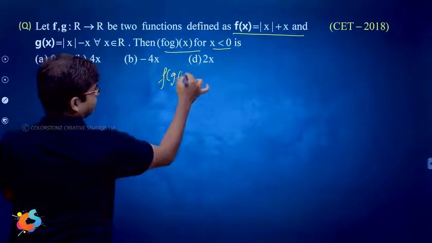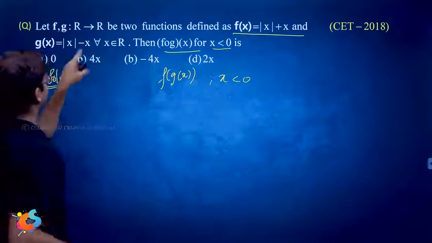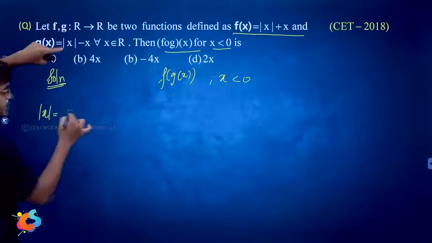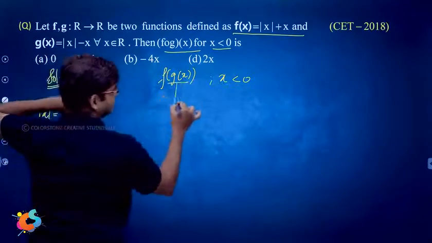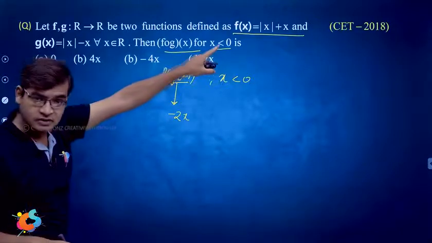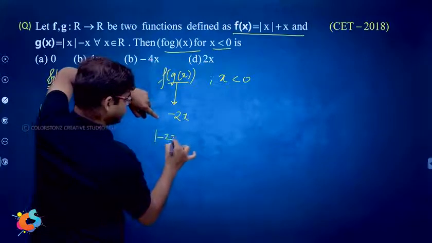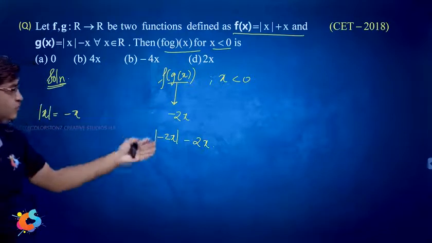This is nothing but f of g of x. Of course, x is less than 0. What is g of x? If x is less than 0, just before we have discussed, this is minus x. So already one minus x is there. That means this is minus 2x. Okay. So what is f of x? Mod x plus x. So we have mod of minus 2x minus 2x. Okay, so this is what is f of minus 2x.